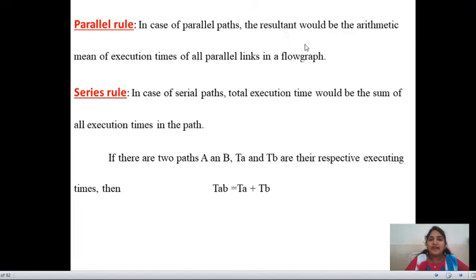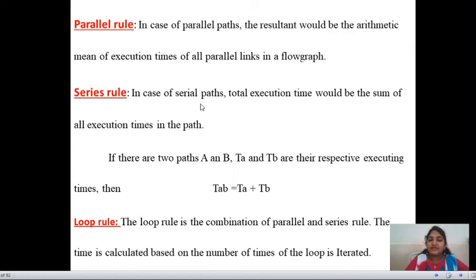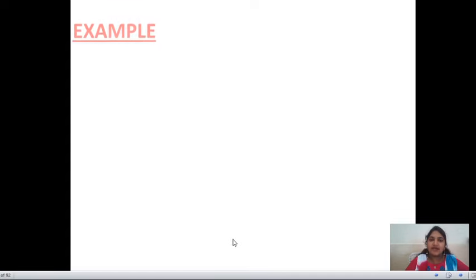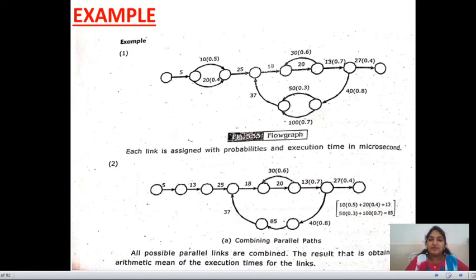In case of a parallel path, the result would be the arithmetic mean of execution times of all parallel links in a flow graph. In case of a serial path, the total execution time will be the sum of all execution times in the path, like TAB is equal to TA plus TB. Loop rule means a combination of the parallel rule and serial rule, calculated based on the number of times the loop is iterated. So assuming like 3 times, the loop iteration will be 3 times. So we'll see an example for this mean processing time.